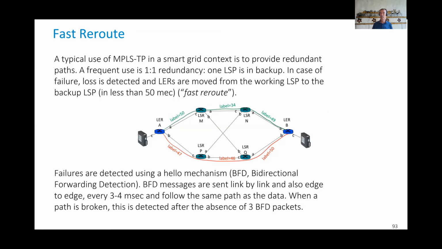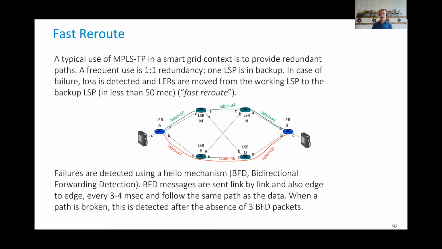And if they discover that there is something broken, then after typically 3 messages being lost, so after 10 milliseconds, they detect the loss here. So this will be used to detect that a link is broken here. To detect the loss of the path, all routers along the path do it.